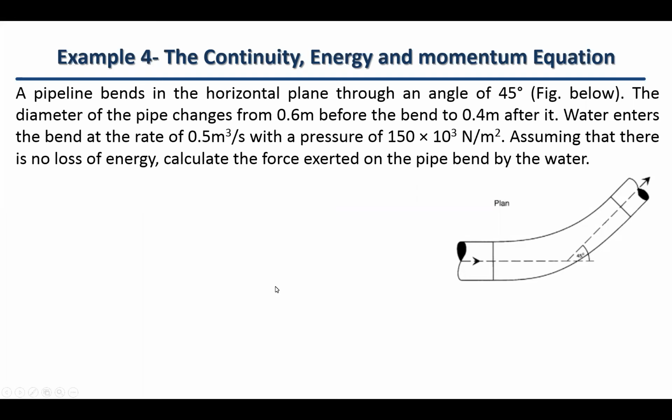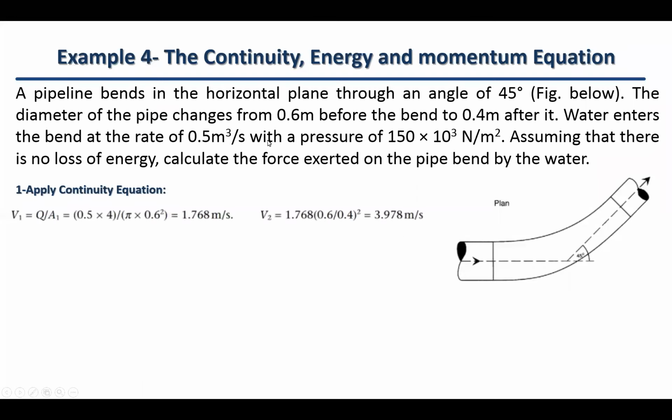So first, application of the continuity equation. We have a flow rate and the diameters, but we don't have the velocity. V1 is Q over A. So Q is 0.5, divided by pi D1 squared over 4, which becomes on the top of the ratio, you can multiply by a half times pi 0.6 squared. The result is 1.768 meters per second. So it's a relatively normal velocity, just bear in mind.